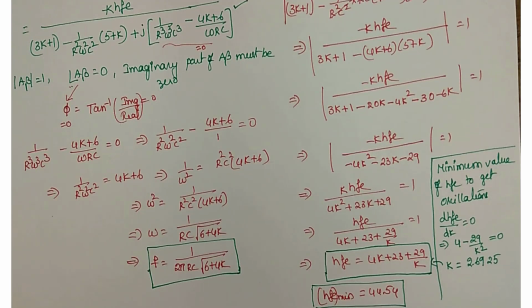So this is about the frequency of oscillations and the value of HFE required to get the oscillations for the RC phase shift oscillator using BJT.